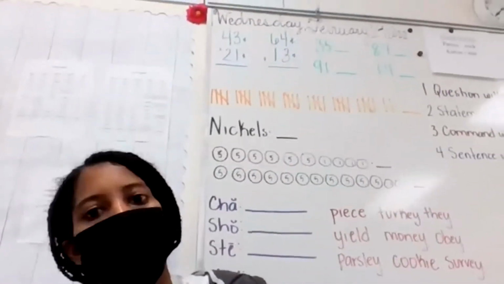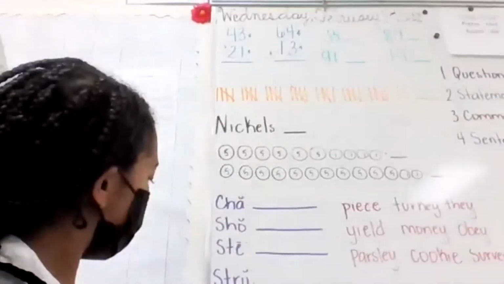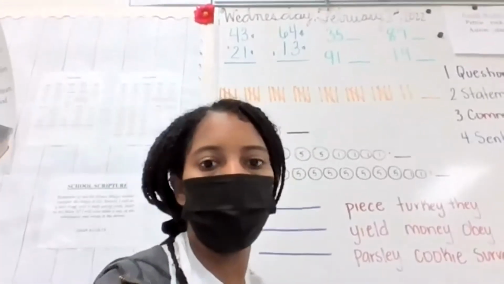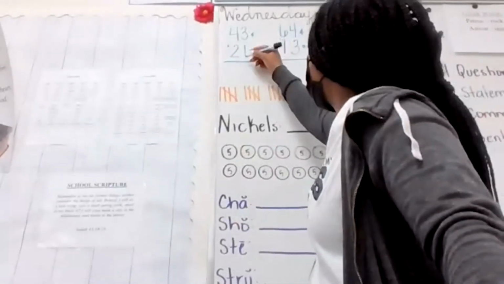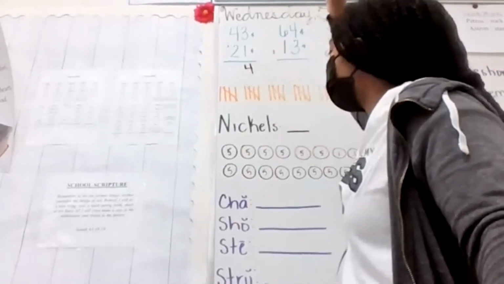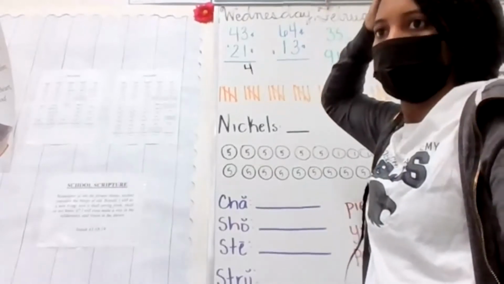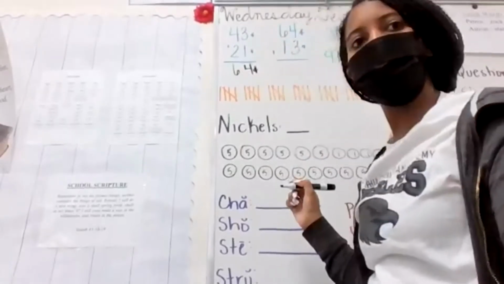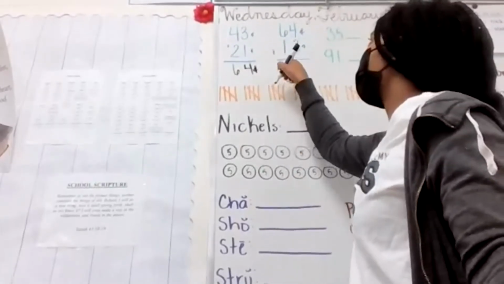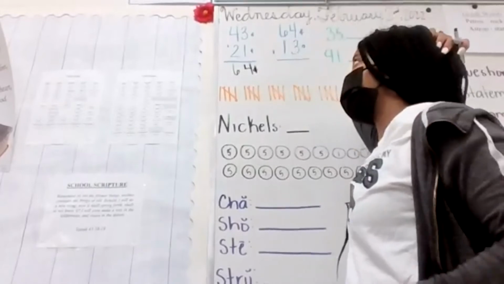So 43 cents plus 21 cents. Anybody wants to walk me through how to add this one up? Okay, go ahead. 3 plus 1 equals 4. 4 plus 2 equals 6. Good. 64 cents. That's what your answer should have been. Okay, next one. 64 cents plus 13 cents.